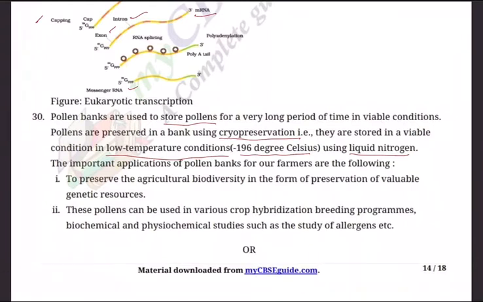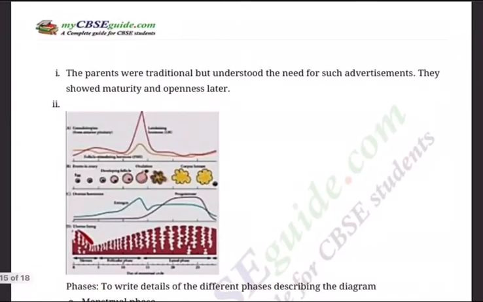The important applications of pollen banks for our farmers are the following. 1. To preserve the agricultural biodiversity in the form of preservation of valuable genetic resources. We are protecting the valuable genome. Second, these pollens can be used in various crop hybridization breeding programs, biochemical and physiochemical studies such as the study of allergens. Okay, and you have got a choice for this question.